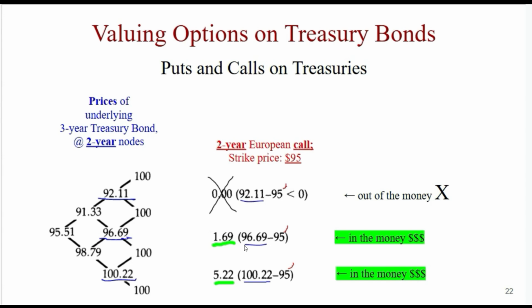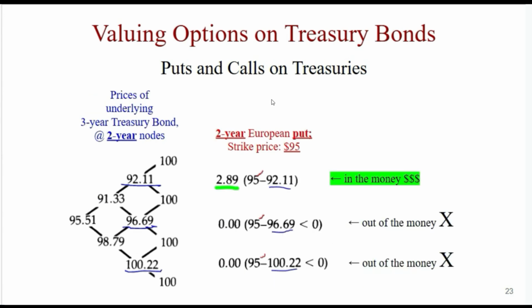If the bond is trading at 96.69 at expiration, the call value is $1.69, and it's positive, so it's in the money. And if the bond is trading at $100.22 at expiration, the call value is $5.22, again positive, and also in the money.